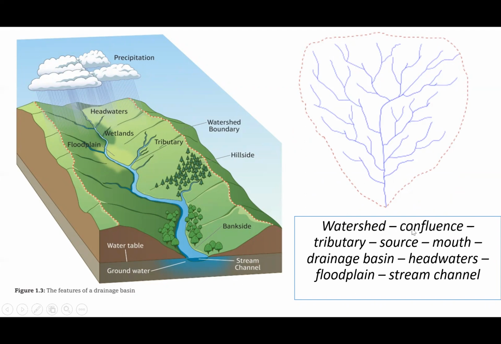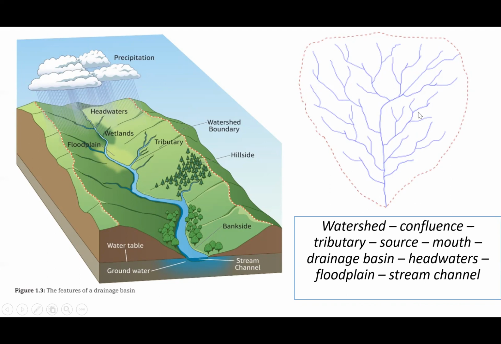Your confluence is where two rivers join. So this would be a confluence, this would be a confluence, this would be a confluence. A tributary, that's a smaller stream that joins the main channel. Source, well, that's where your river starts. So probably the source on this one's probably up here somewhere. The mouth, that's where it ends, so where it flows into a river, into a lake or the sea.